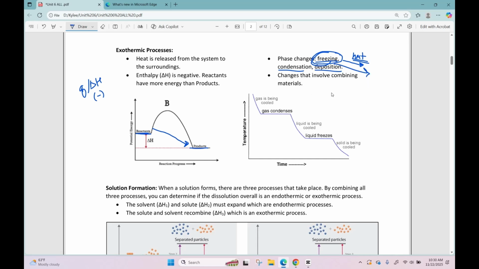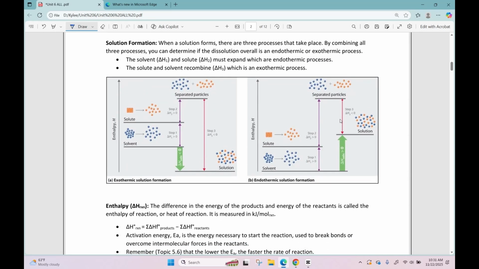And then any change that involves combining materials. So combining materials would be like IMFs coming together, or maybe a bond being formed, is going to release energy. When we have a solution formation, there are 3 steps that have to take place, and by combining all these processes, you can decide whether it's overall endothermic or overall exothermic.